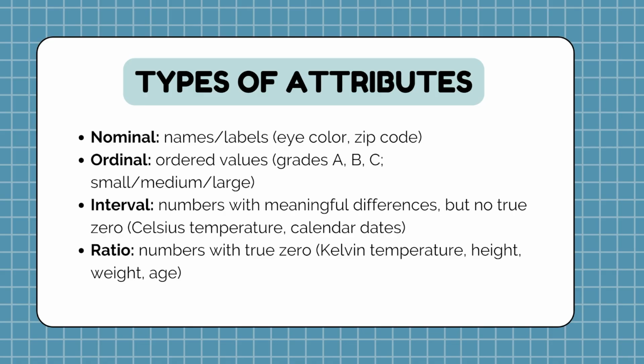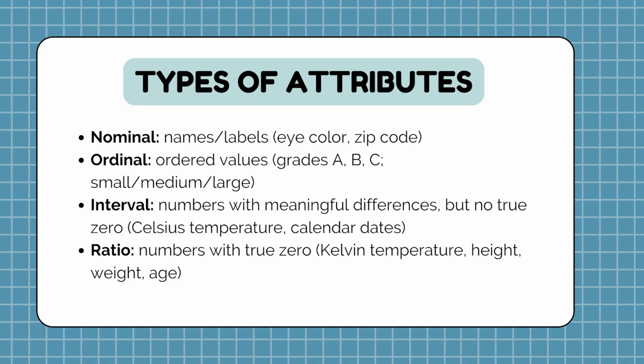Interval are numbers where differences matter, but zero doesn't mean nothing. For example, for Celsius temperature, if today is 20 degrees and tomorrow is 30 degrees, the difference is 10 degrees. But 0 degrees doesn't mean no temperature.